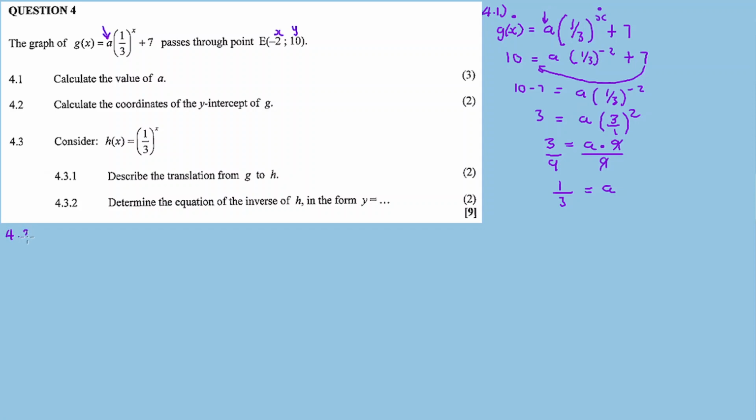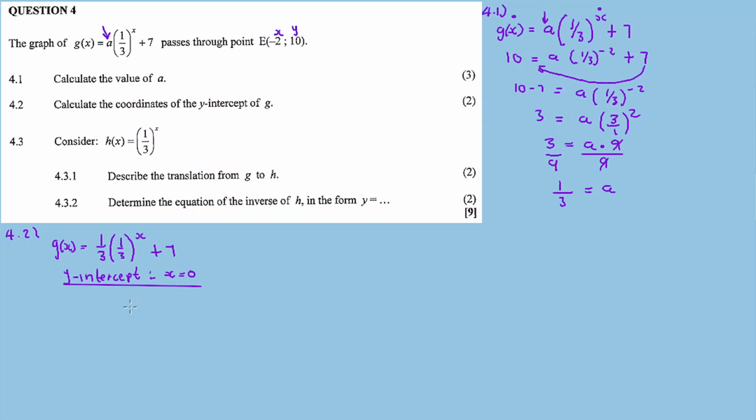Simple. 4.2: calculate the coordinates of the y-intercept of g. Okay, now g of x again. The g of x now is equal to 1 over 3 in bracket 1 over 3 raised to exponent x plus 7. We have to calculate the y-intercept. So for the y-intercept, we let x be equal to what? To 0. We let x be equal to 0.